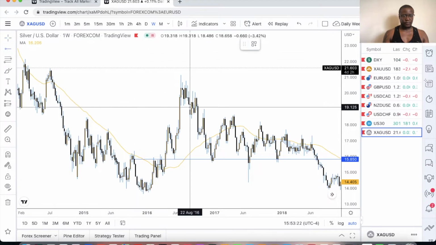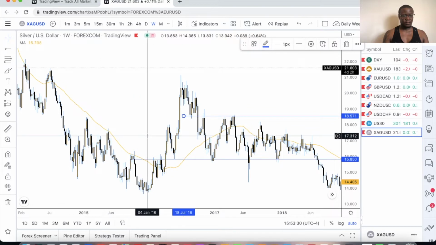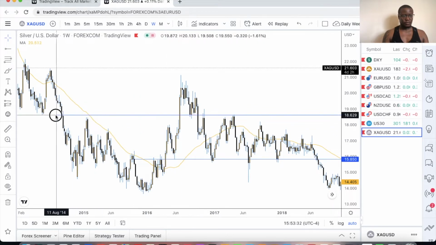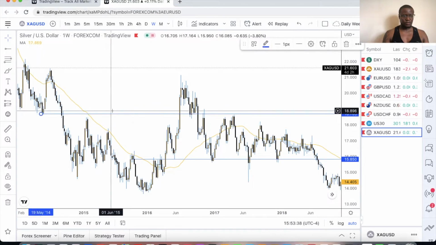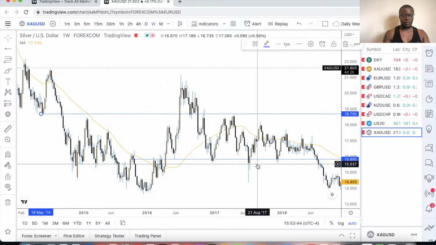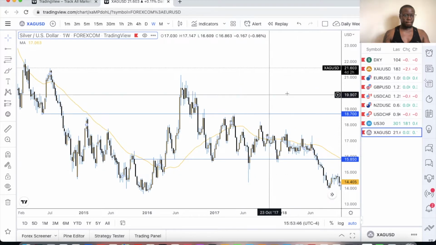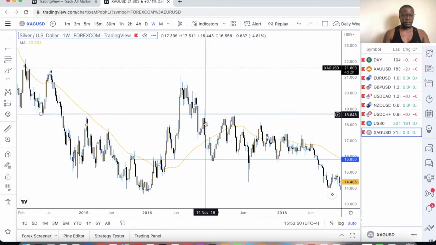You also got resistance right here. As you can see, it bounces off quite a few times. You could put a 18.70. As you can see, it broke through, came back down, retested.